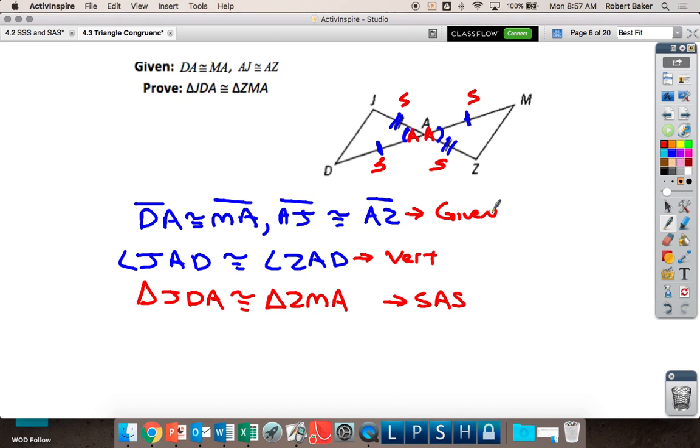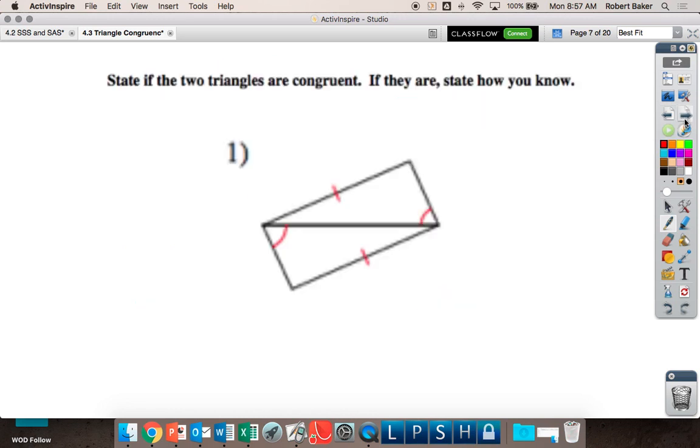I'm going to give you guys a packet of things you could use on proofs to kind of help you remember all the good stuff. All right, the next section is going to be kind of quick. It's just identify what's going on. So, are these two triangles congruent? If they are congruent, tell me how you know they are congruent.